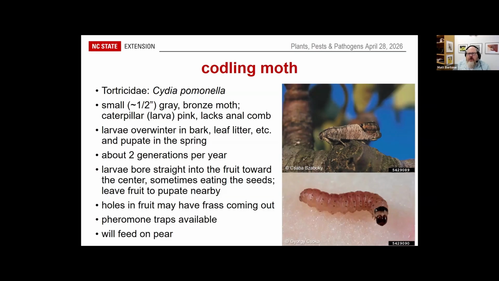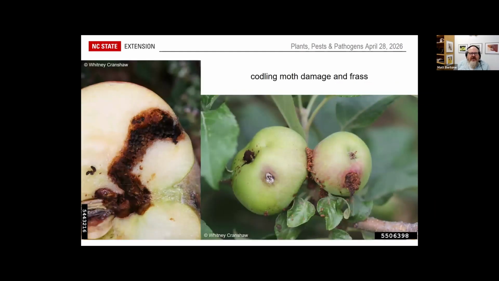And although it's most commonly affecting apples, it will also feed on pear, but it's more commonly destructive toward apples. And so here you can see this beautiful little burrow all the way to the pith, the center of the apple, with all these little pellets everywhere, and silk and whatnot.